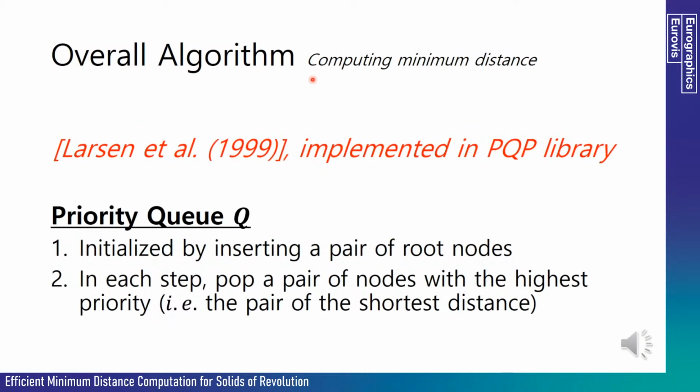Next, I'd like to talk about the distance computation algorithm very briefly. We basically follow the computation scheme from this work. The majority of distance computation algorithms follow this scheme, but our algorithm has some differences in details as we use toroidal patches. To find minimum distance between two hierarchies, we have to maintain a priority queue. We insert a pair of nodes with its computed distance. We initialize the queue with a pair of root nodes from the hierarchies, and in each step, we pop a pair of nodes with the highest priority, which has the shortest distance.